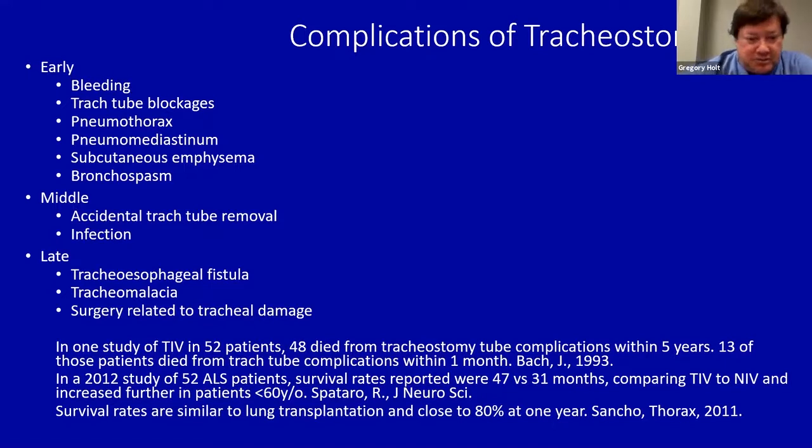Now, these are important here. It shows you some timing. When you look at the timing of this, 1993, 2012, 2011, look at these survival rates back in 1993. It wasn't ancient times, the old days, but here, of 52 patients with ALS, 48 died from tracheostomy tube complications within 5 years. 13 died within the first month, in 1993. Bad time to have ALS and decide on tracheostomy.